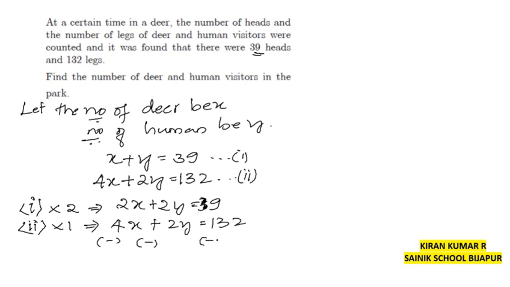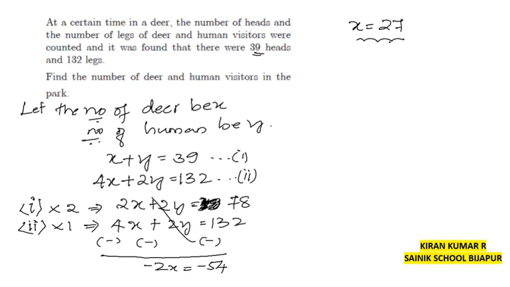Subtract, we get y getting eliminated. We'll be getting negative 2x equal to, oh sorry, I made a mistake here. This 39 has to be multiplied with 2. This will become 78, not 39, 78. So 78 minus 132 is minus 54. So the value of x is 27. So there were 27 heads.